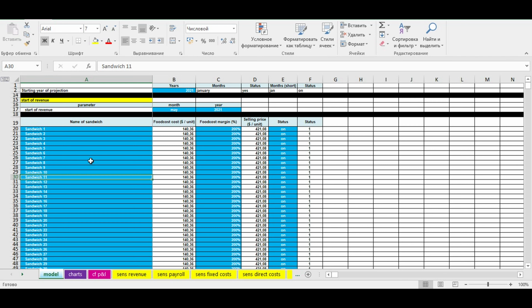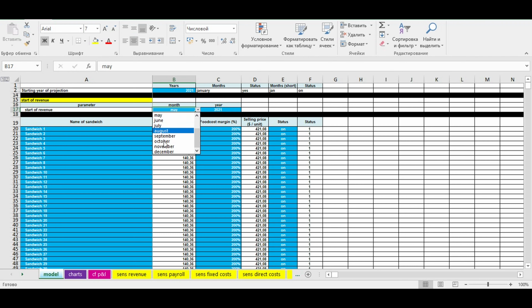In our model, all inputs are colored in blue. Other cells are automatic. First of all, we enter the year when all our financial projections start. Then, we enter the year and months when we get the first revenue.